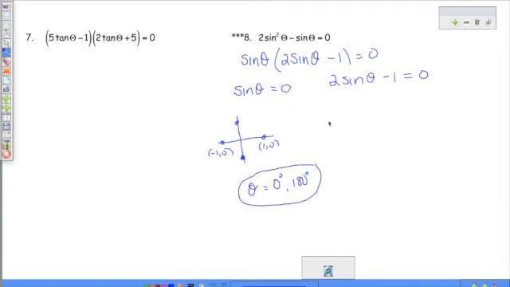And now I have to do this side, which, okay, so this would be a complete no calculator problem since we didn't need a calculator at all. Sine theta is equal to 1/2. That's going to be in quadrants 1 and 2. My reference angle is 30.